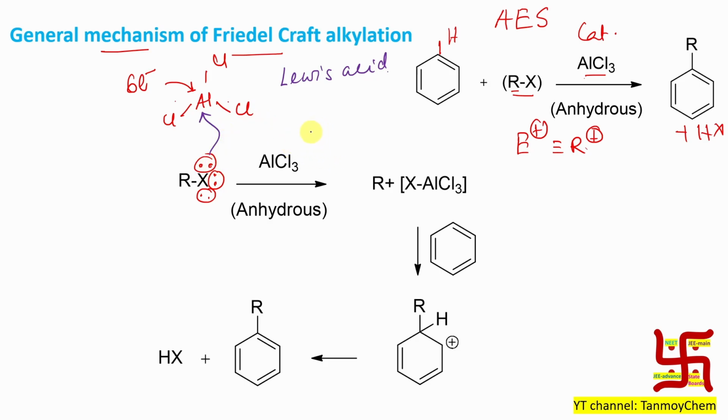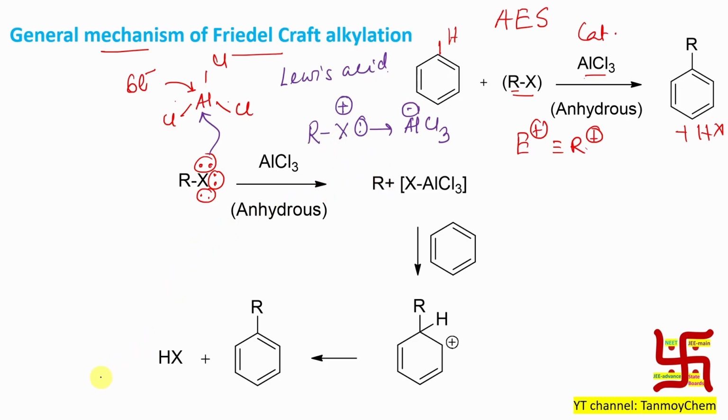So in this case, what does it produce? RX. So this lone pair is actually donated to this aluminium chloride. Now since aluminium got one electron pair, it will have a formal negative charge, and since X has given its electron density, it will have a formal positive charge. So it results in this.